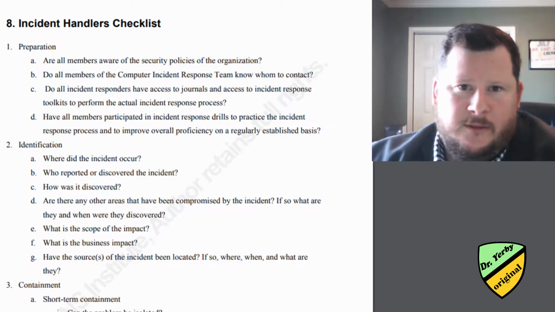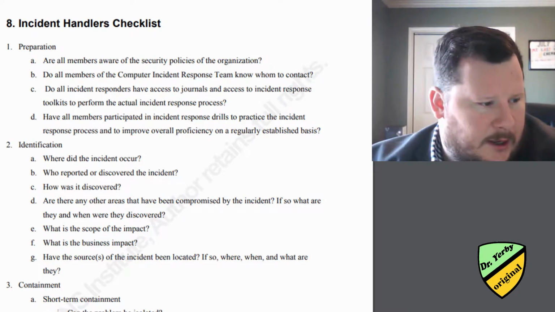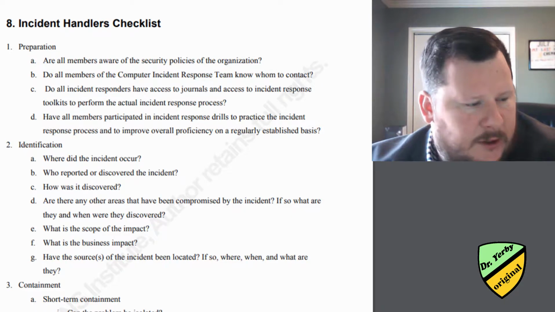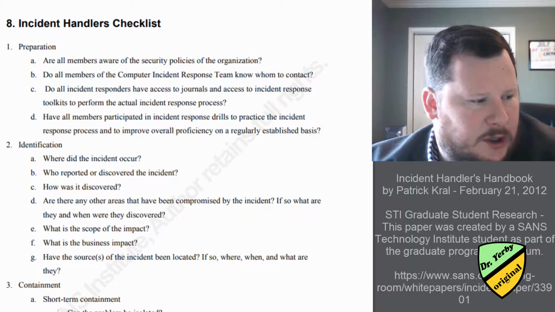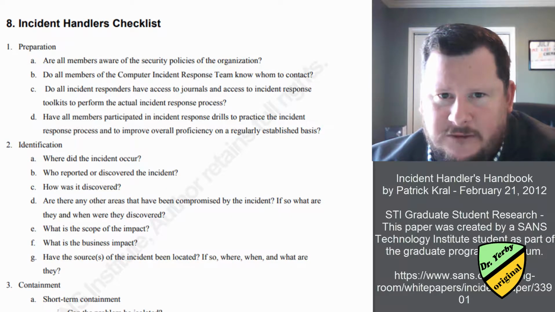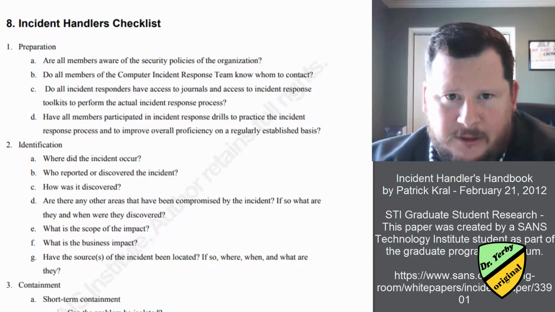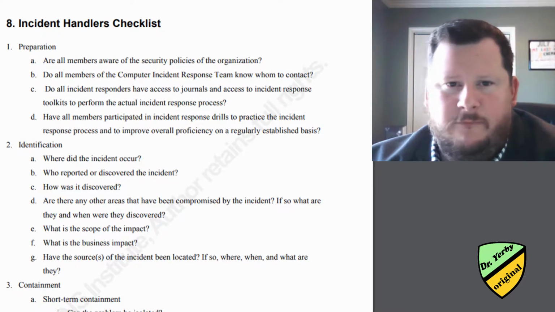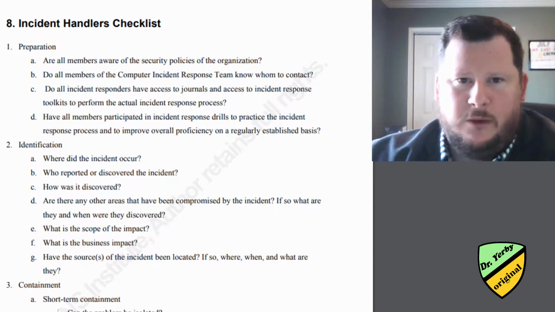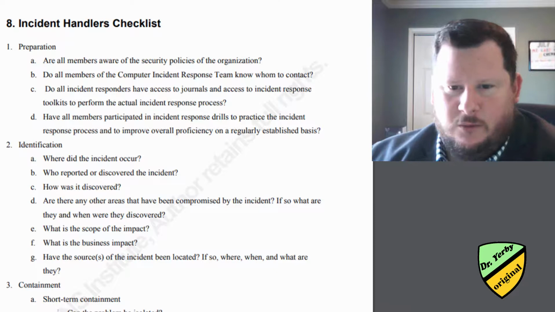The version I'm going to use was written by a graduate student in some of the SANS curriculum, and the author of the part of the document that I'm going to use today is Patrick Kroll, and this was written back in 2012. But the steps are so well written that I believe that this guide, these basic 6 steps, are still very applicable, that we can continue using this even though it's been several years since 2012.